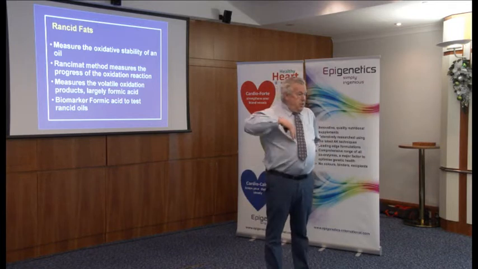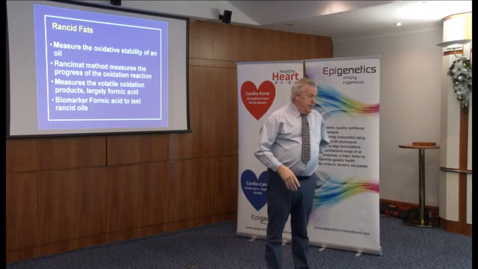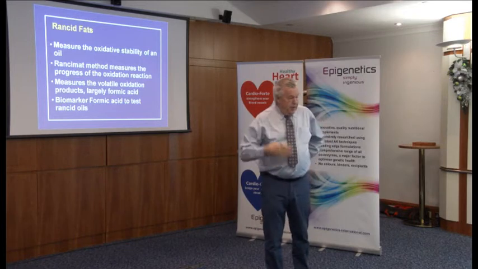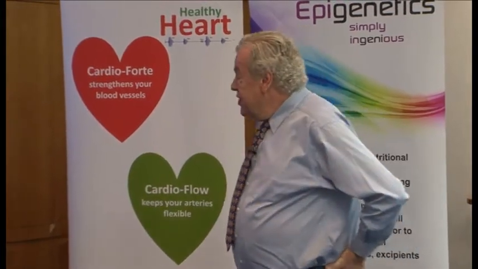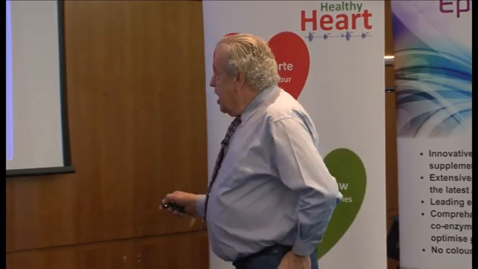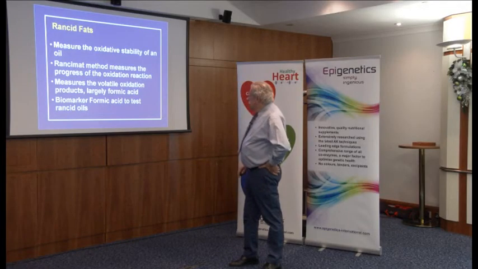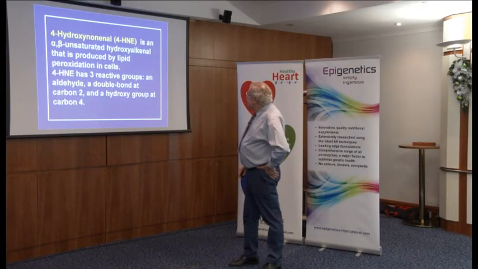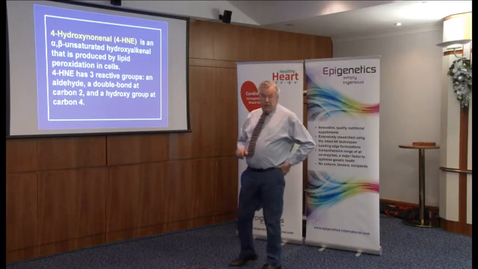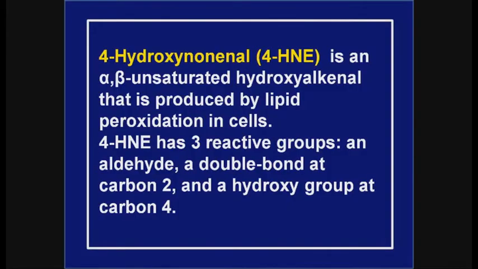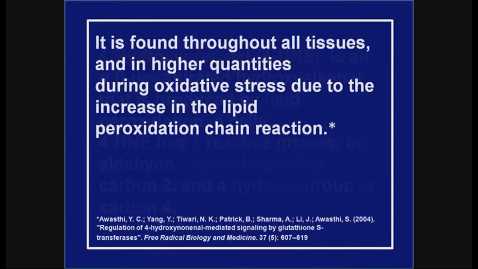Formic acid is also produced by the breakdown of methanol and of formaldehyde in fermentation processes, but it's a single carbon saturated fatty acid. Now hydroxynonenal is another marker. It's an unsaturated hydroxyl alkyl that is produced by lipid peroxidation in cells. It has 3 reactive groups: an aldehyde, a double bond and a hydroxyl group.